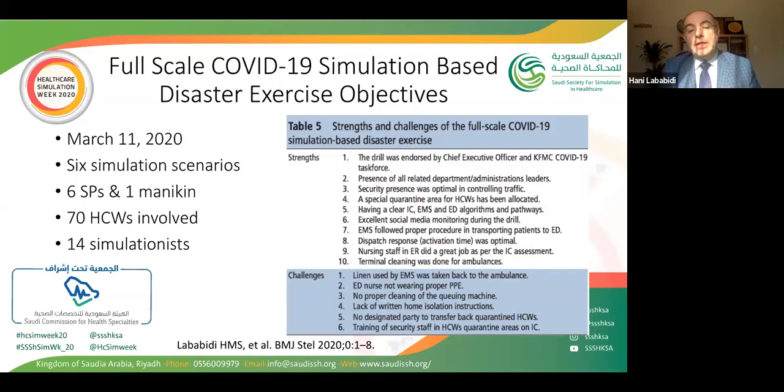This is one of the tables in the article, where we looked at the strengths and challenges. There were people recording the observations and what they saw, and then corrective actions were taken immediately or in the following few days. Let me go to the challenges. Sometimes these challenges seem simple, but this really happened.